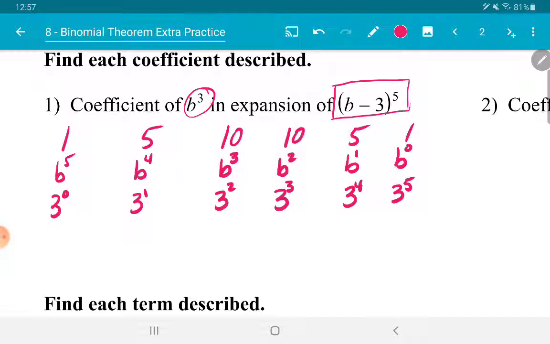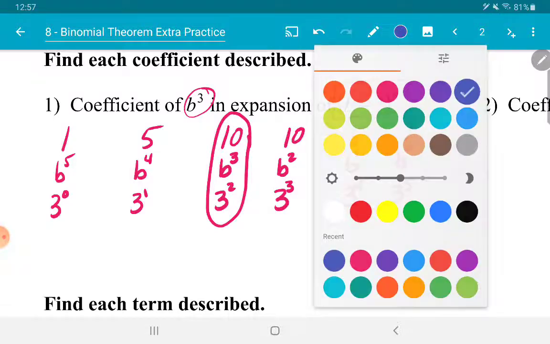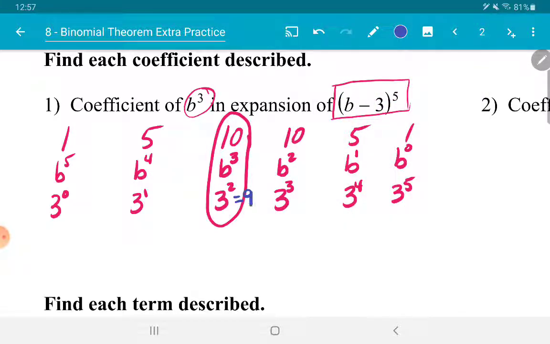So it says the b to the 3rd term. Okay, so I'm looking through here. This is going to be the b to the 3rd term. So that's the only one I need to worry about now that I have my list and it's written out. So all I have to think about is 3 to the 2nd is 9. So 10 times b to the 3rd times 9 is 90 b to the 3rd. So the coefficient of that term is 90.